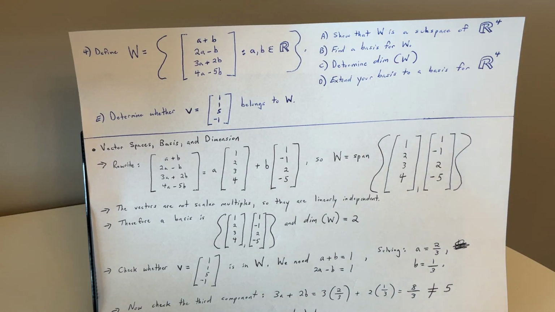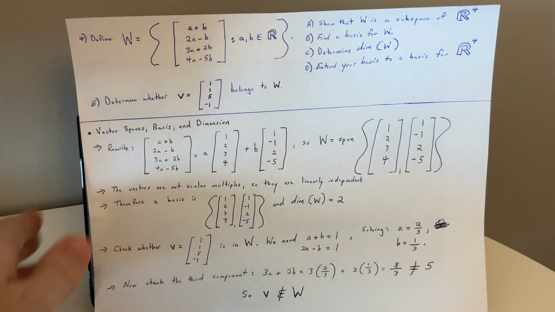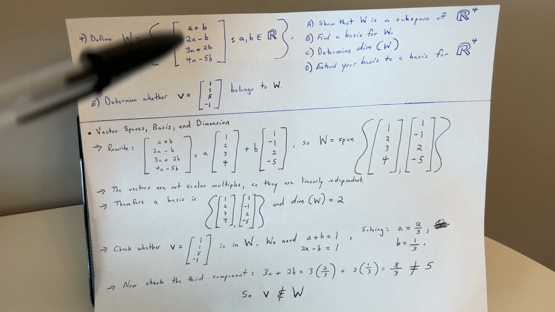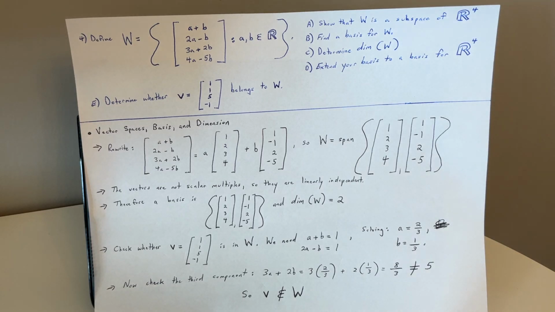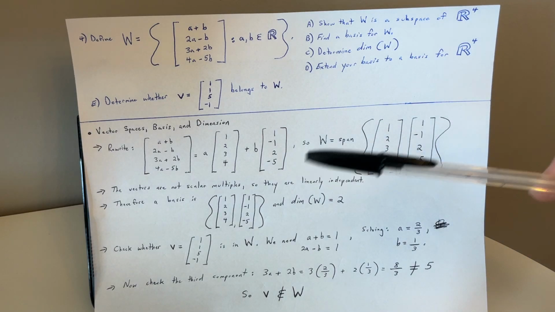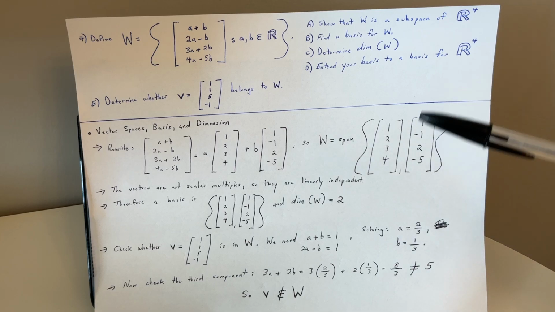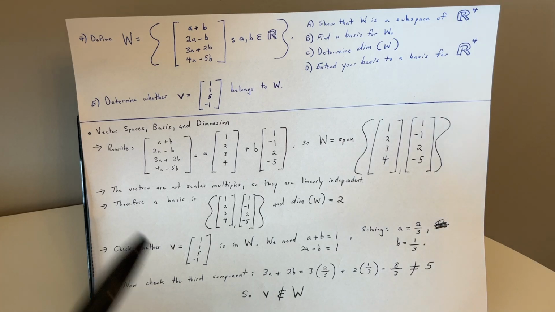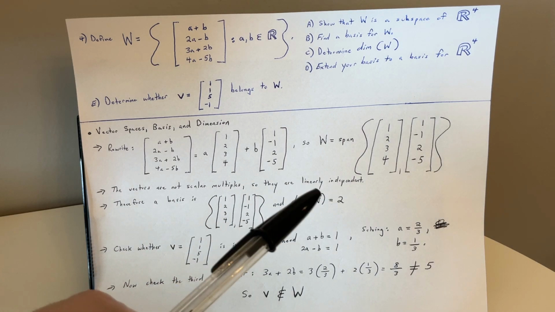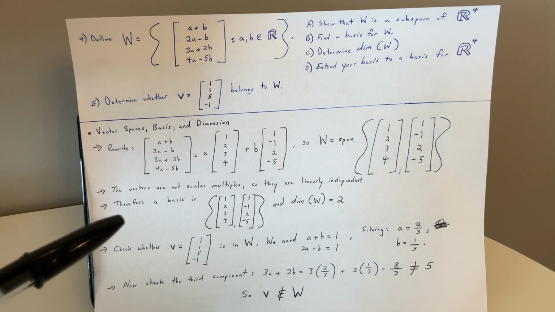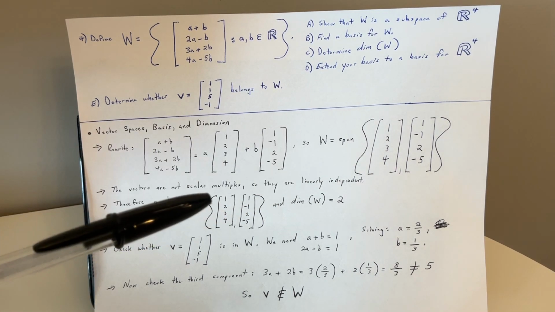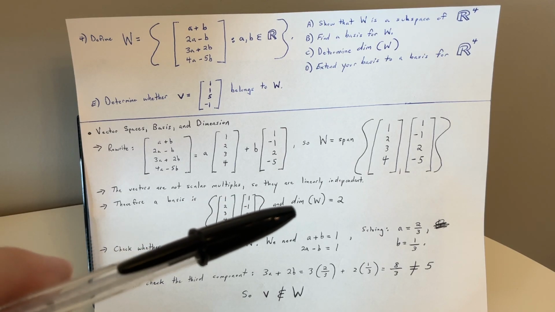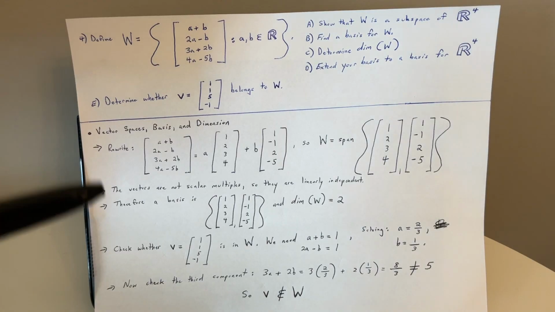Okay, so this is a vector spaces, basis, and dimension problem. We're going to rewrite this as A times column 1, 2, 3, 4 plus B times column 1, negative 1, 2, negative 5. So W equals this span, column 1, 2, 3, 4, and 1, negative 1, 2, negative 5. The vectors are not scalar multiples, so they are linearly independent. Therefore, a basis is these two, and the dimension of W equals 2.